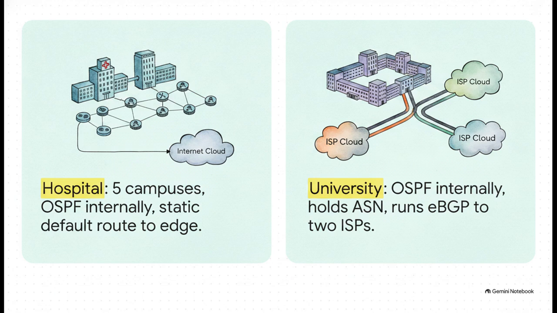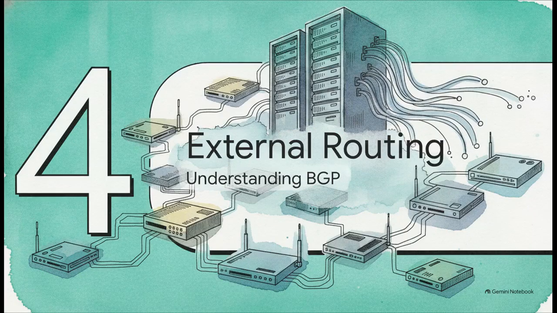They also use OSPF internally across their buildings, but because they have their own AS number and need serious redundancy, they connect to 2 different ISPs. This is exactly where internal routing ends and external routing has to step in. Which brings us nicely to Section 4, External Routing and Understanding BGP.